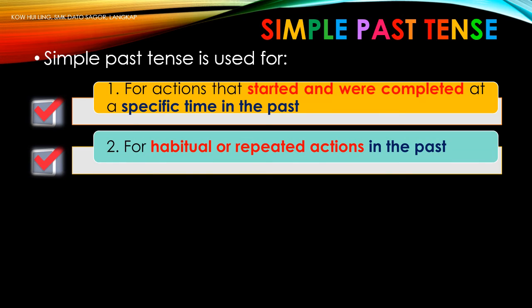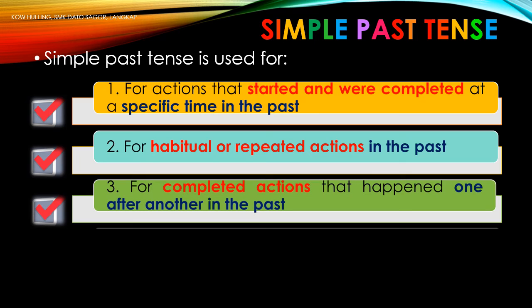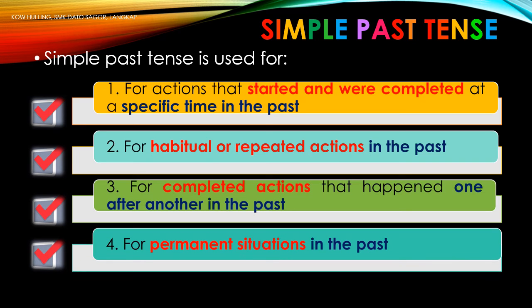For habitual or repeated actions in the past, it refers to something that we usually or always do, but we did it in the past. Thirdly, for completed actions that happened one after another in the past, usually when we are describing things that we did or telling a story. So all those actions would be in the past. Lastly, for permanent situations in the past. So something is permanent and fixed. It happened in the past and we cannot change it anymore.